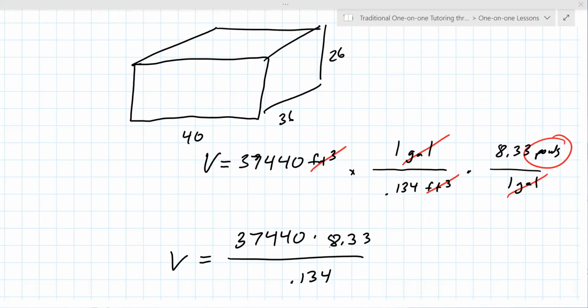Okay, I get 2,327,426.9. Perfect. All right. It's amazing how much faster this lesson went than the previous one. Sometimes they're very straightforward and we can just knock it out.